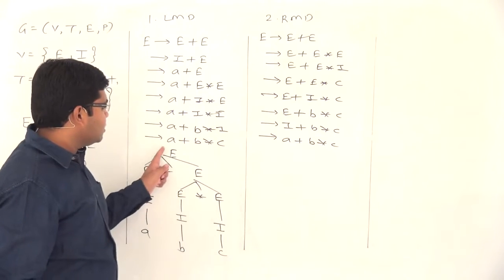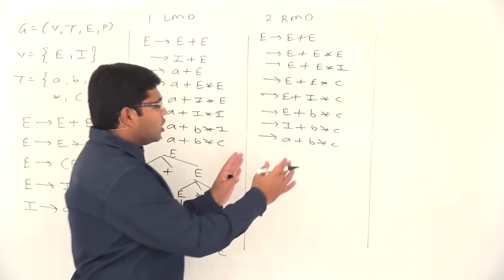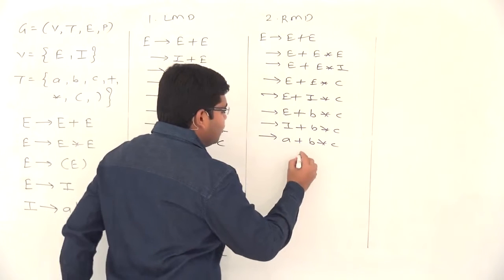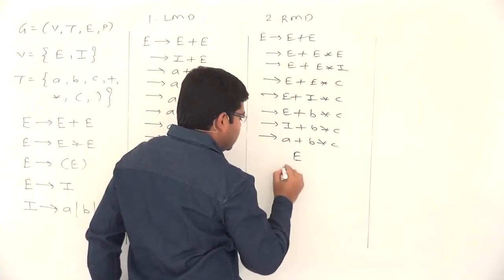Again we get the same string A plus B multiplied by C, and again we draw the derivation tree for this rightmost derivation. It will be E. Initially we applied E plus E.